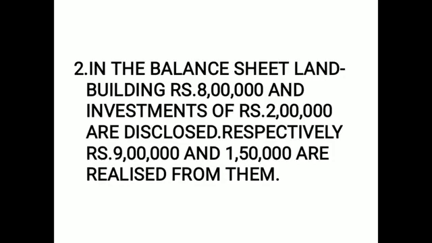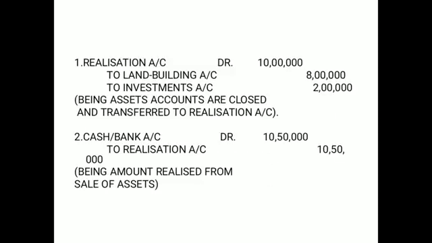The second transaction in question 5. In the balance sheet, land and building rupees 8 lakh and investments of rupees 2 lakh are disclosed respectively. Respectively rupees 9 lakh and 1,50,000 are realized from them. Okay, the balance sheet consists of 2 assets, which is building and investments, of rupees 8 lakh and 2 lakh. So this is their book value and this is their realizable value. Let us see the journal entry for this.